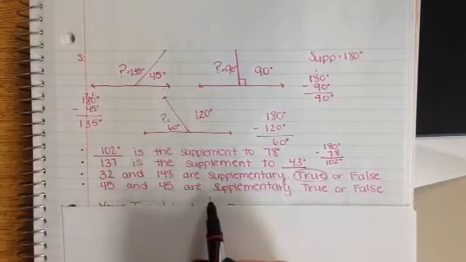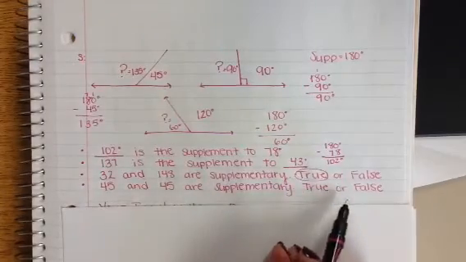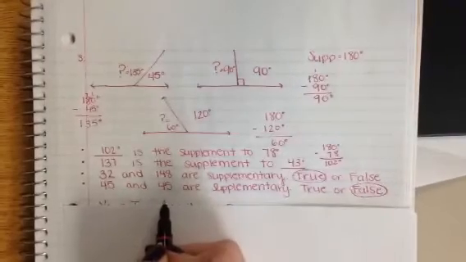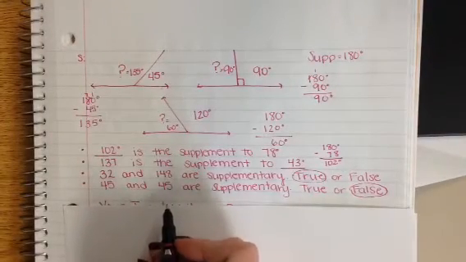45 degrees and 45 degrees are supplementary, true or false? That one is false, because when you add 45 degrees and 45 degrees, you get 90 degrees.